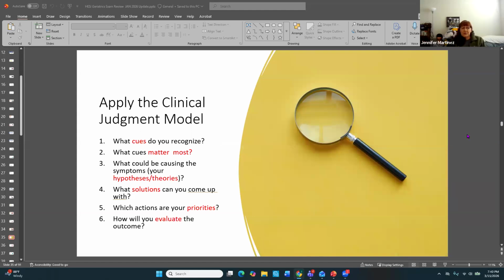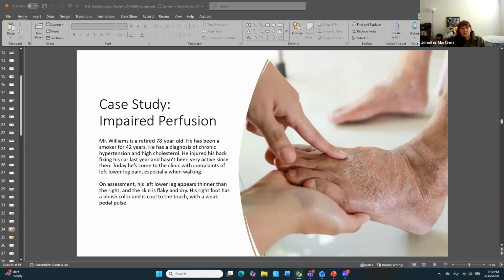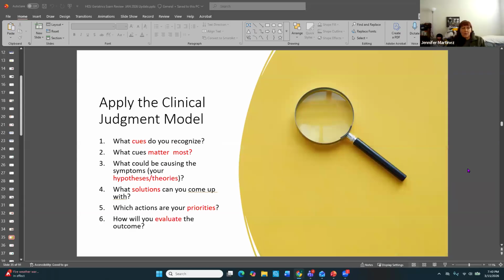What cue matters most? Out of all of those, what do you think matters the most? The weak pulse? Okay. So what could be causing the symptoms? What do you think is causing those symptoms? Lack of blood flow to the legs or to the feet. Okay, very good. So lack of blood flow to the feet.